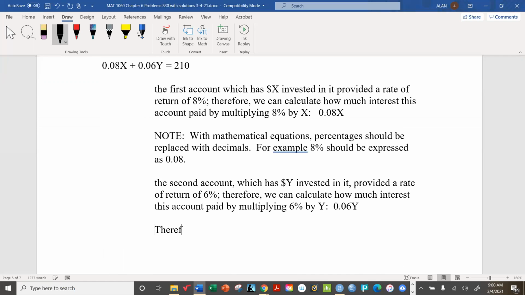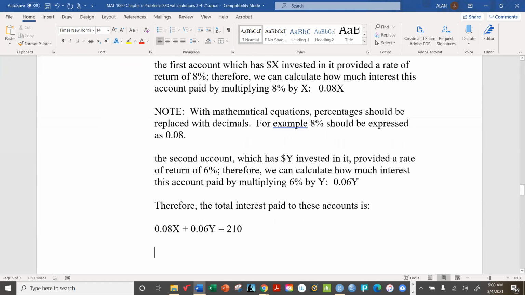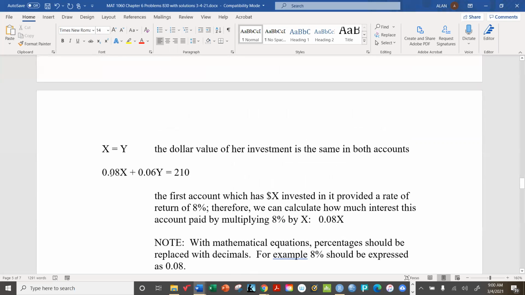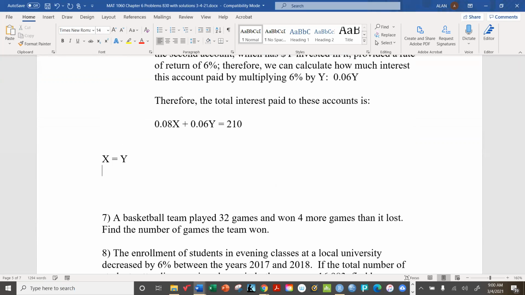And so the total earnings to these two accounts, or the total interest paid to these accounts, is the sum of these two, and it adds up to $210 because they told us that in the problem. That's where this is coming from. So the two equations that we have are X equals Y and 0.08X plus 0.06Y equals 210.